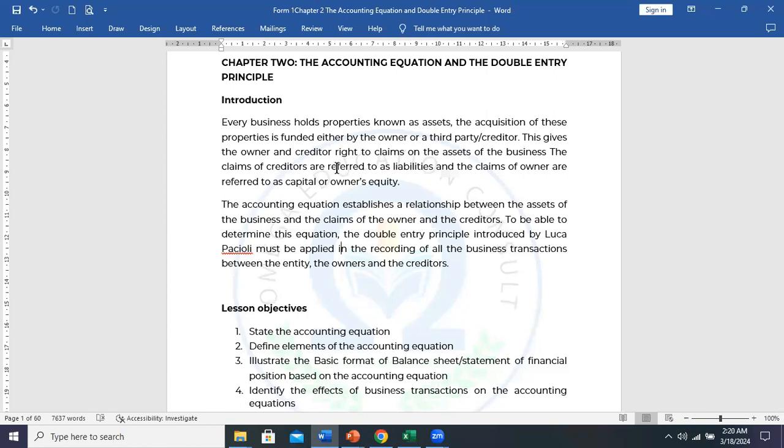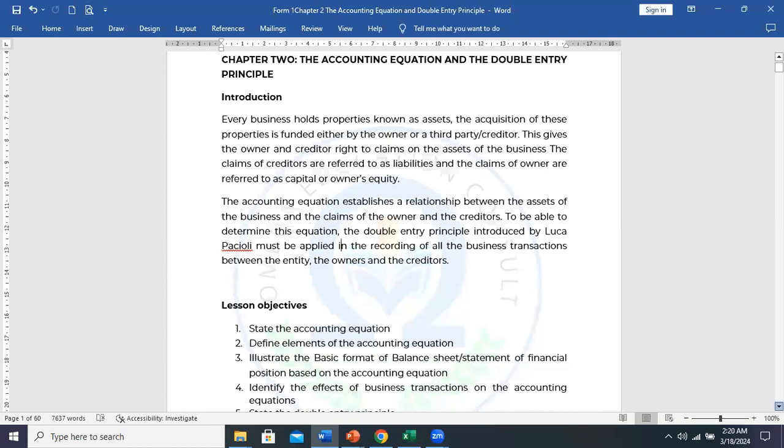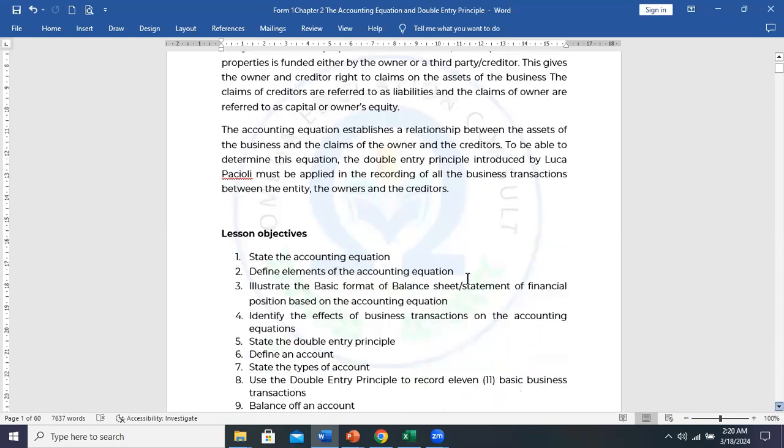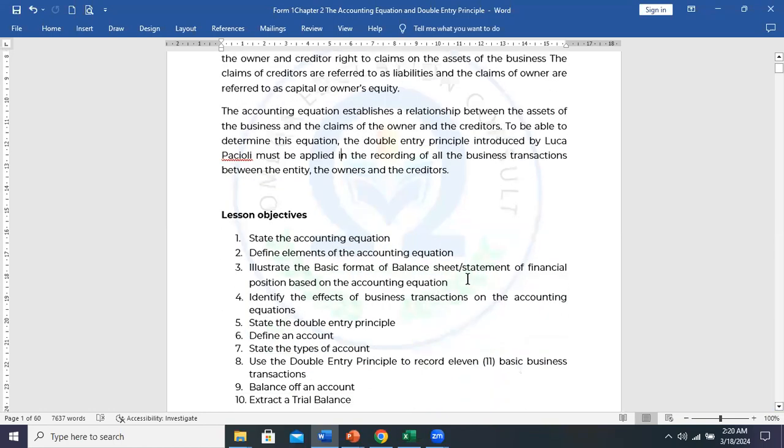It will be better for us to get to know this principle since it's a fundamental principle in this subject area. So by the end of the lesson, we should be able to state the accounting equation, which you have done, so we wouldn't worry ourselves over that. We should define the elements of the accounting equation. You have done that. You know the assets, the liability, capital. Maybe I'll speak about the expenses and revenue or income, since that is a bit new to you. And then illustrate the basic format of the balance sheet. So majority of you have done the balance sheet.